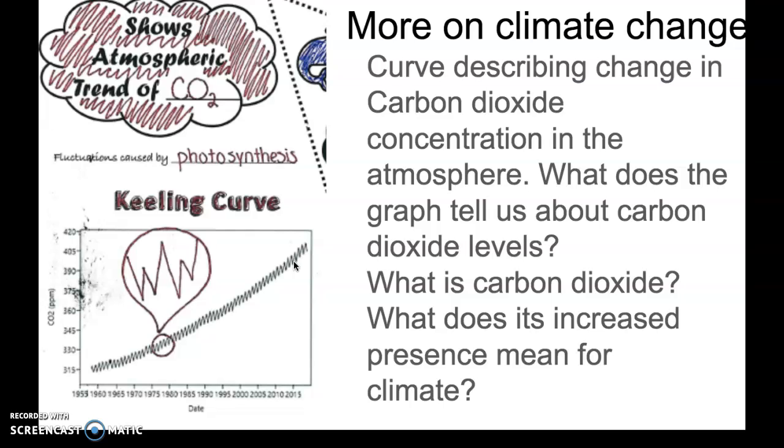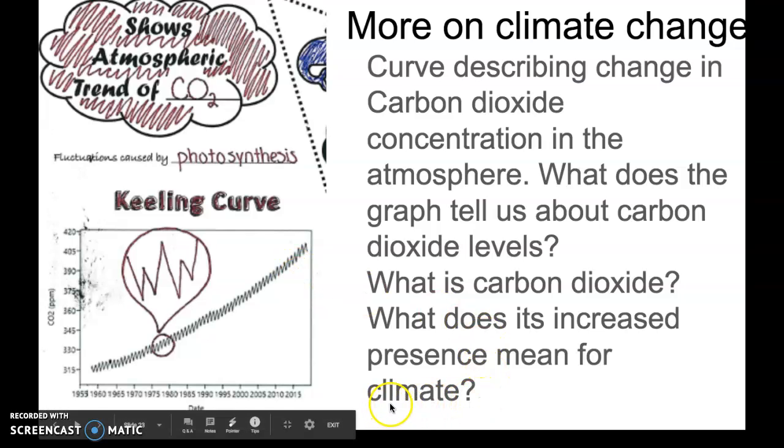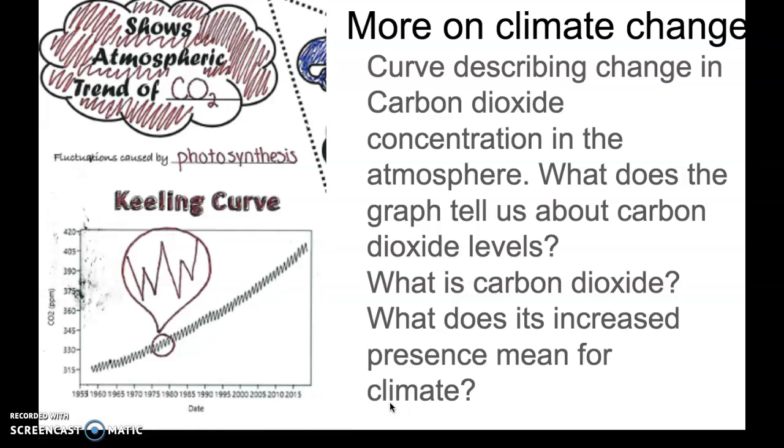So what does the increased presence mean for climate? It means that we are going to see a warmer and warmer climate, which we talked about yesterday, why that's an issue. We are increasing our scarcity of food, we're increasing the sea level, we are increasing melting of the ice, we are destroying species, we are creating more invasive species. None of it really sounds good.